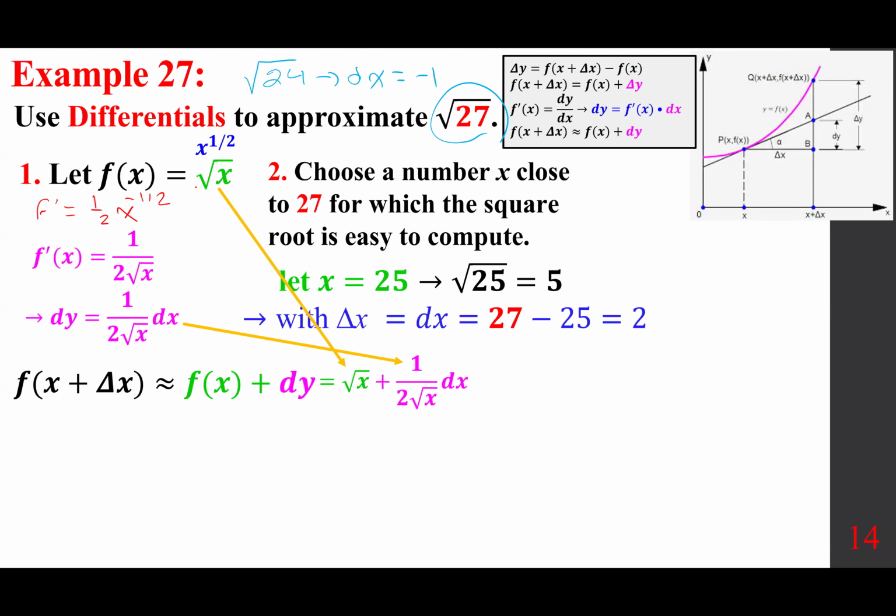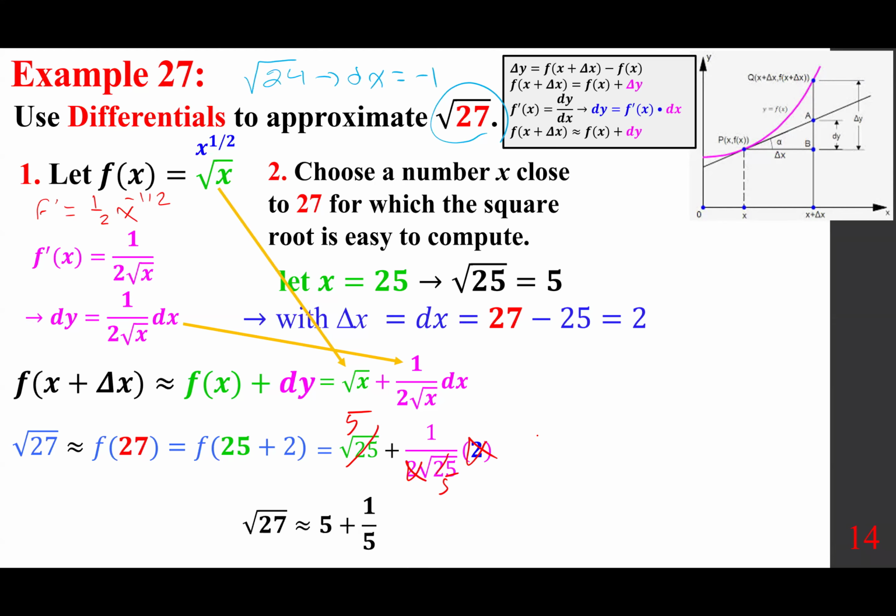You want square root of 27. That means you want f of 27, f of 25 plus 2, and that means x is 25 and dx or delta x is 2. Plug in. This is obviously 5. These two cancel each other. 5 and 1/5, or 5.2. Just for reference, we put that into a calculator. As you can see, with one decimal it becomes 5.2, with two decimals 5.20, and that's pretty close.